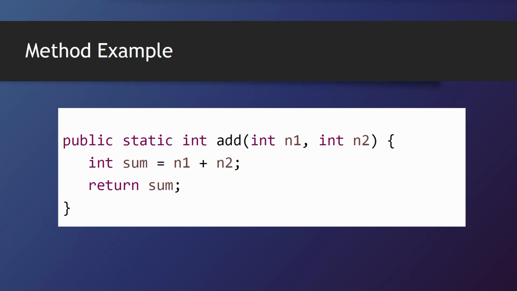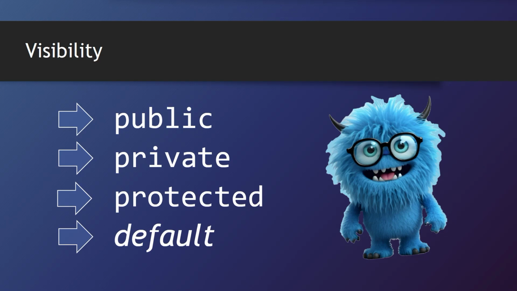Let's look at each component of a method header. A method's visibility specifies from where that method can be seen and accessed. Methods can be public, private, protected, or what is known as the default visibility, which is declared by omitting a visibility keyword. For now, we'll focus on public methods. Public methods can be accessed from any class.